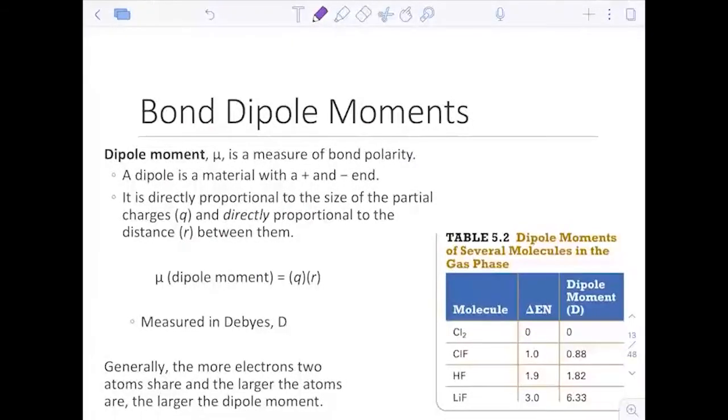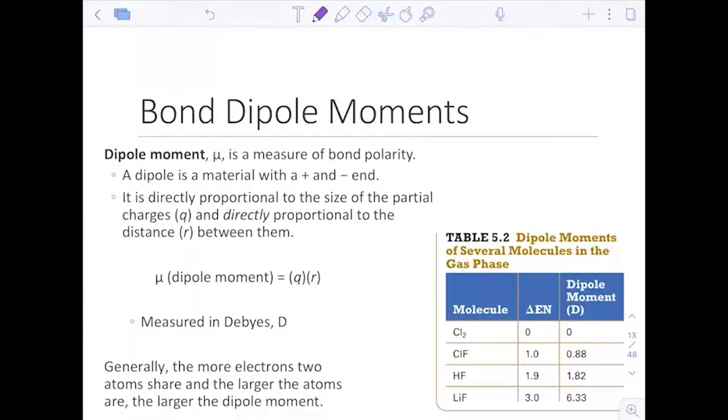Some bonds have what they call dipole moments. We won't spend too much time on dipole moments, but what we will see again is the change in electronegativity is going to be directly proportional to the actual measured value in that bond of dipole moments, the polarity idea. A dipole is a material with a positive and a negative end, similar to a magnet. A north pole and a south pole, and it's directly proportional to the size of the partial charges, and directly proportional to the distance between them. So it has to do with bond length as well.